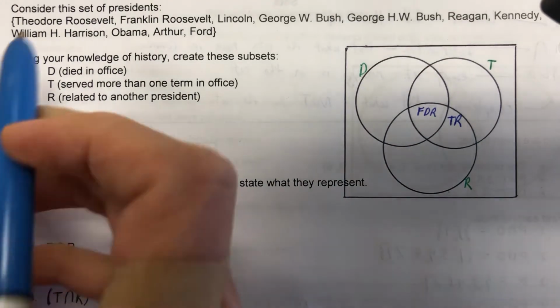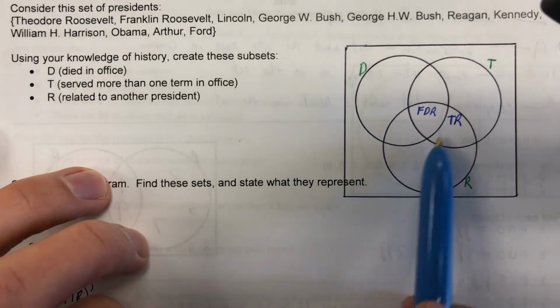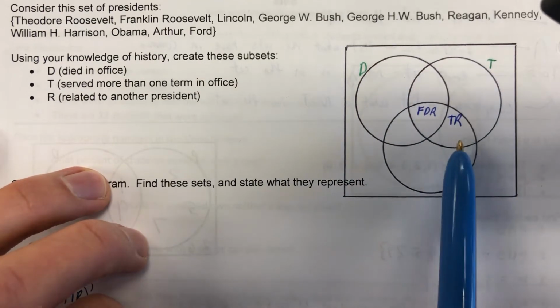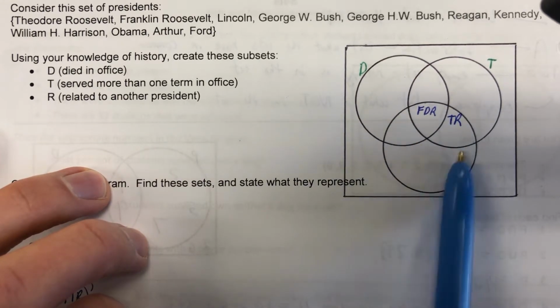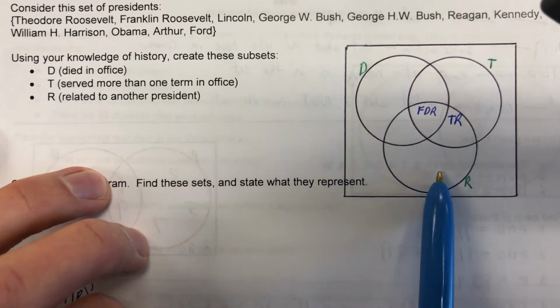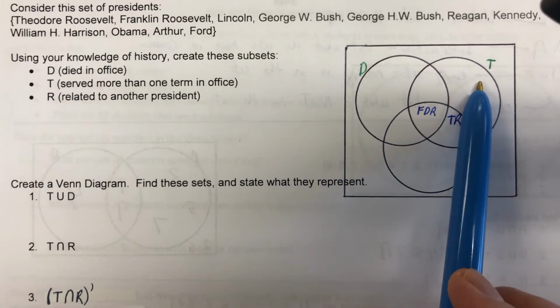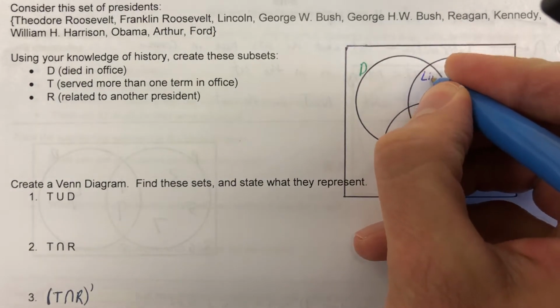Okay, we've taken care of Theodore Roosevelt, Franklin Roosevelt. Let's get to Lincoln. Lincoln died in office. Lincoln served more than one term. Lincoln is not related to another president. So Lincoln should be nowhere in this circle at all. Not here, not here, not here, not here. Okay, so no Lincoln here. But he is in this circle and this circle. And if he's going to be in both circles, then Lincoln needs to be here. I'm going to put L-I-N.